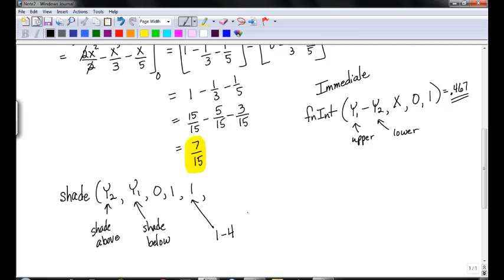Okay? 1 is vertical. If you put a 2 in there, it's horizontal. If you put a 3 in there, it's going to do a negative 45 degrees, so it would go this way, negative 45. If you put a 4 in there, it's going to go a positive 45. Okay, we're going to use 1 for vertical slices.